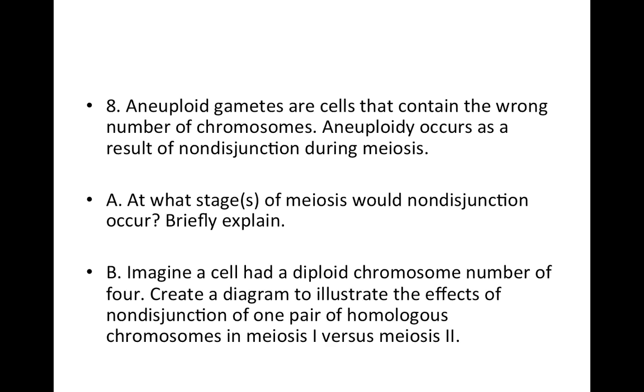It reads, imagine a cell has a diploid chromosome number of 4. Create a diagram to illustrate the effect of non-disjunction of one pair of homologous chromosomes in meiosis I versus meiosis II. All we have to do is apply what we've just learned. This diagram represents a diploid cell with 4 chromosomes. There are 2 sets of homologous chromosomes, 2 from the mother and 2 from the father.